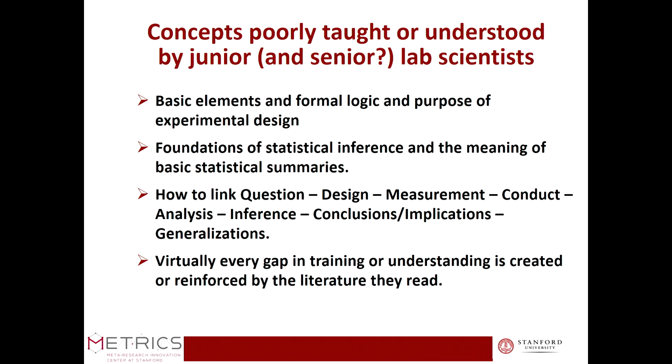And I will say that virtually every gap in training or understanding is created or reinforced by the literature they read. And here I'll just tell a very mini story. I wanted to show them bad graphics. So how do you find a bad graphic? Well, you Google bad graphics. It turns out you get them right up. So I found a bad graphic from a scientific journal showing some bar graphs with error bars with an N of 3. So how can you have a bar graph with error bars based on only 3 measurements?